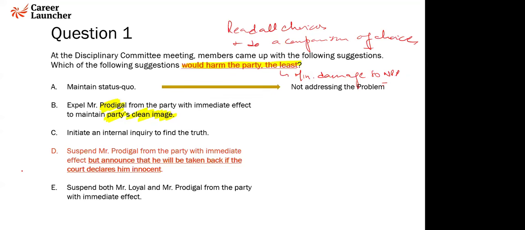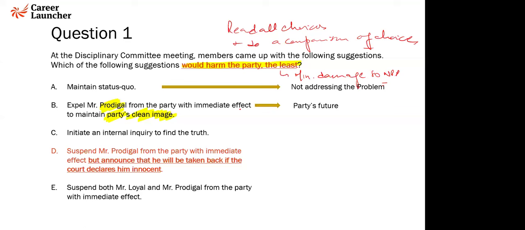Remember, he's an under trial as such at this point of time. And if he's an under trial, then you should not be taking this decision. So expelling is an extreme step, and hence it is not a good option.